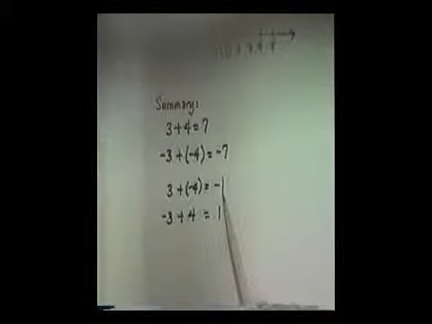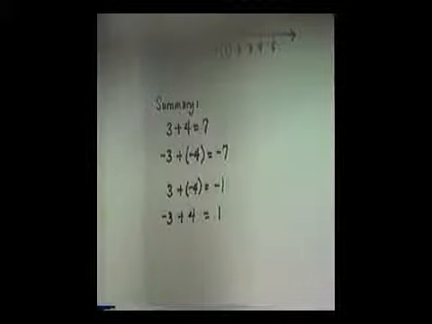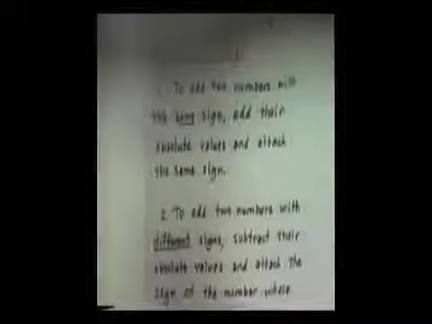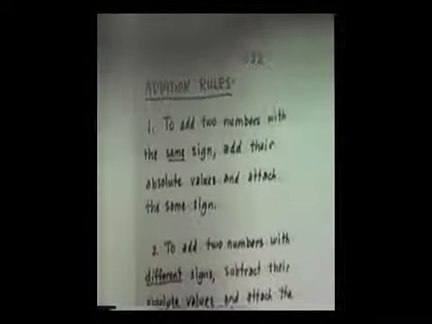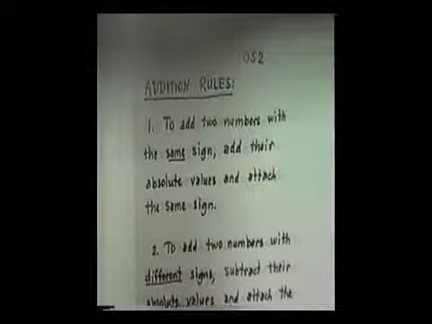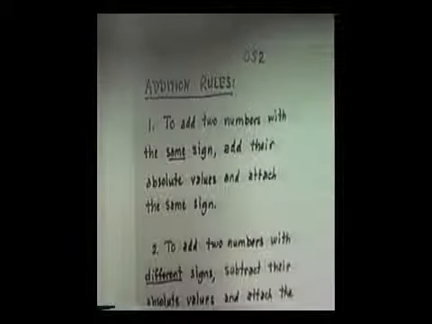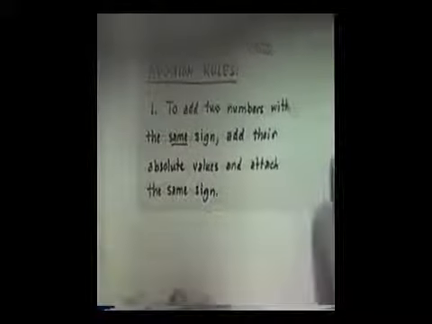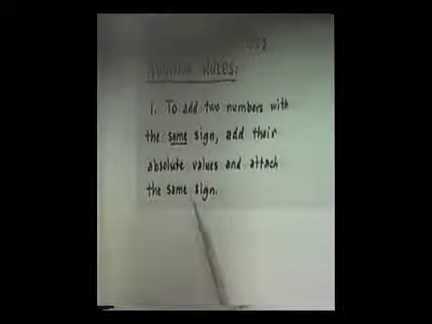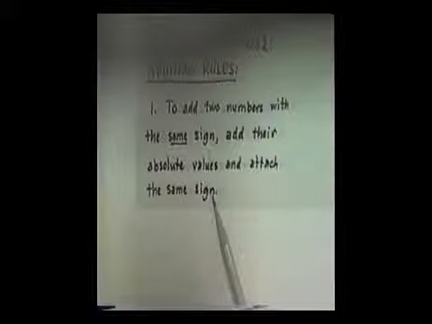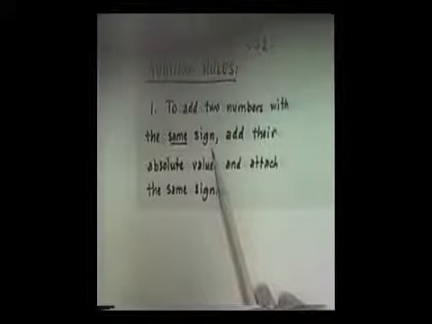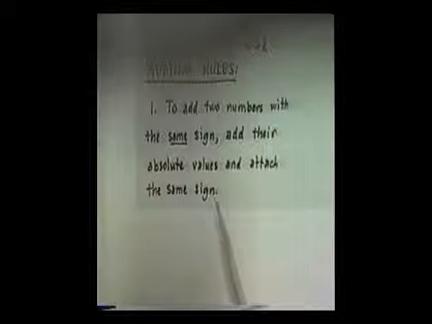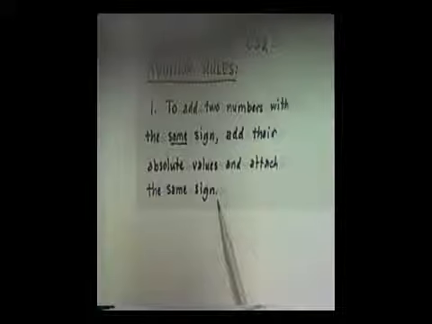This leads us to the addition rules. Anytime we have something called rules, it's very, very important for you to write this down in your notes. So here are the two addition rules. Let me adjust them so we can see them clearly. First rule, to add two numbers with the same sign, add their absolute values and attach the same sign. To add two numbers with the same sign, add their absolute values and attach the same sign.